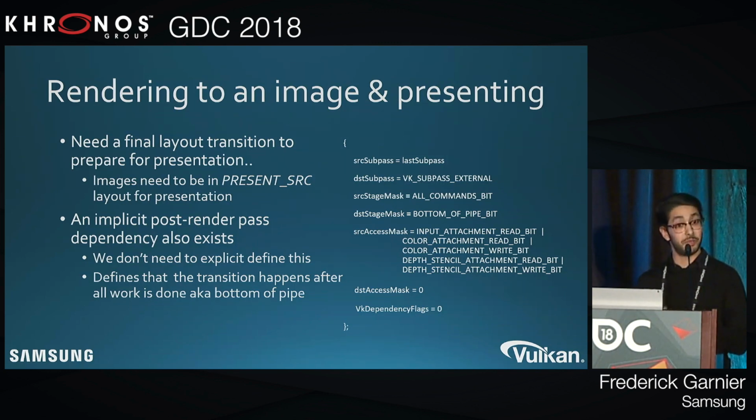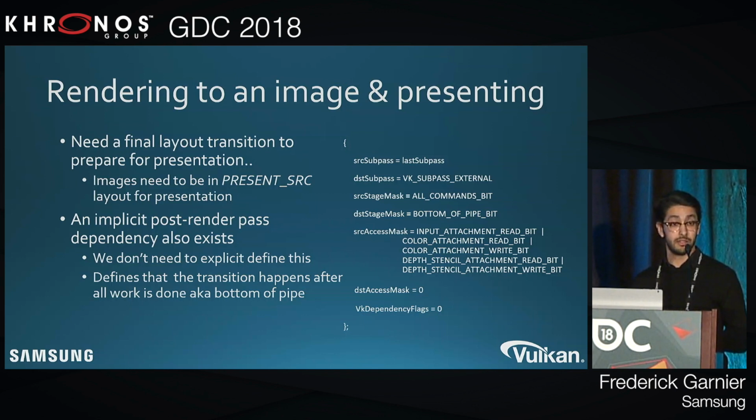As I said, you also have to specify the final layouts, and that's a second subpass dependency. There is an implicit one as well, which defines the synchronization scope between the render pass and after that. So that's why you have subpass external in the destination subpass. In our case, we want to transition to present source KHR, which is the layout the presentation engine needs. This implicit subpass dependency is fine in terms of execution dependency, because it defines that the transition happens after all work is done, aka bottom of pipe.